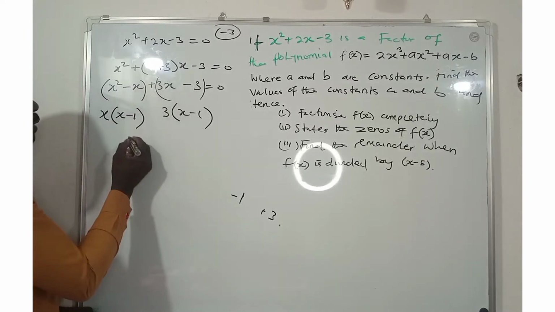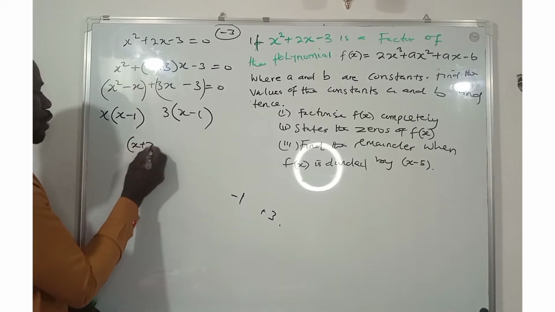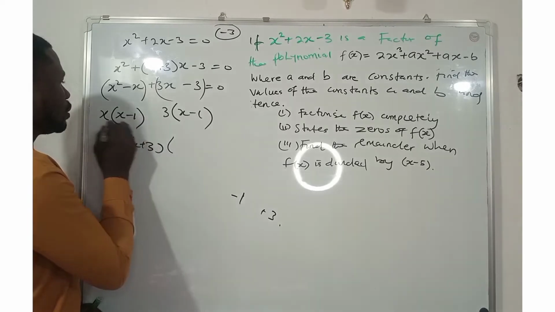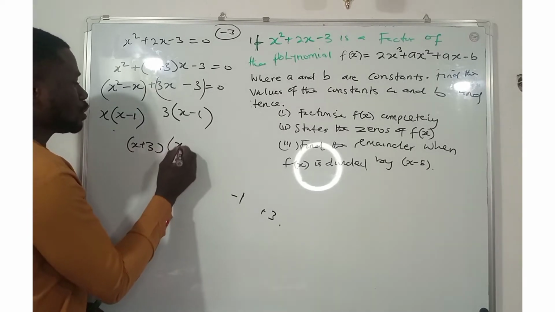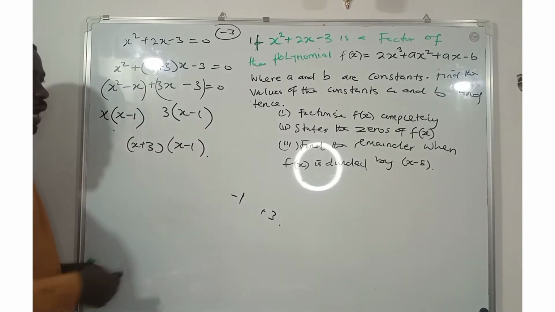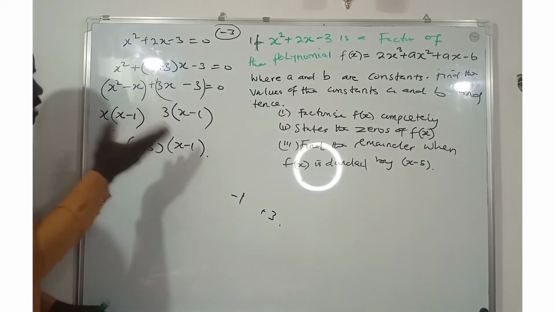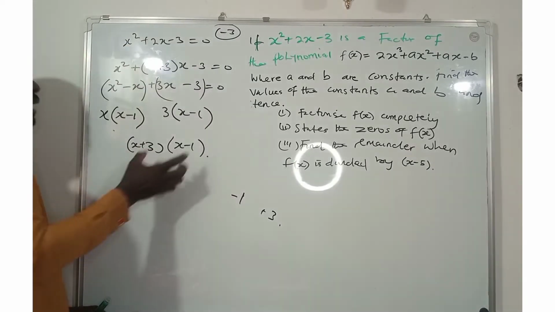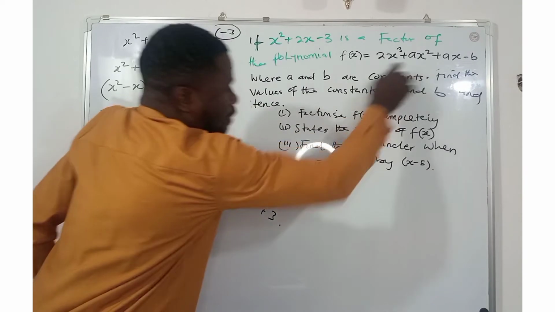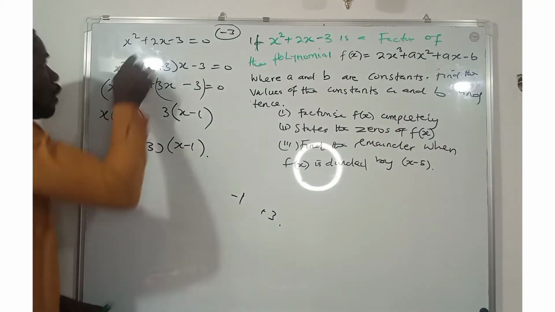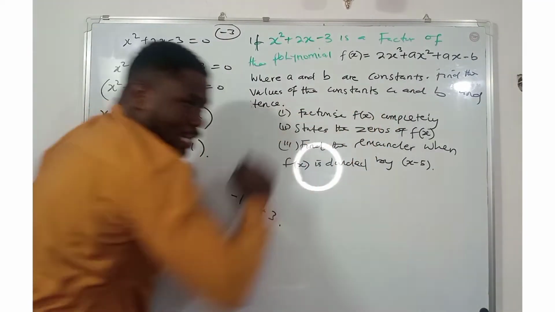Now, at this point, I will say this x together with this 3 and then the x minus 1. Since this is equal to this, I will just take one of them. Now these are factors. This is a factor of this, and they are also factors of this other expression.